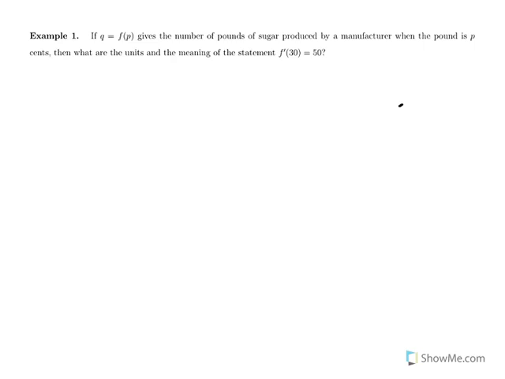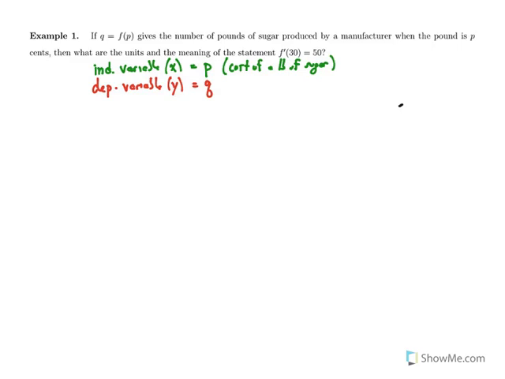So first, let's identify what our variables are. The independent variable here, this is like our x, is going to be equal to P, and that is the cost of a pound of sugar. The dependent variable, that's going to be like our y, is going to be Q, and that is the number of pounds of sugar produced.